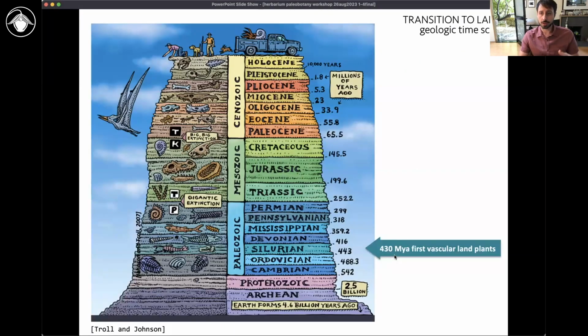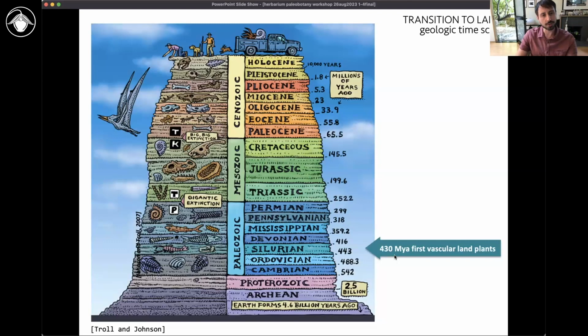430 million years ago or so, we see the first vascular land plants. These are plants that developed these vascular tissues, water and nutrient conducting tissues. This is versus 470 million years ago that we see the first land plants. So there's about a 40 million year gap or a lag, something like 38 million years.